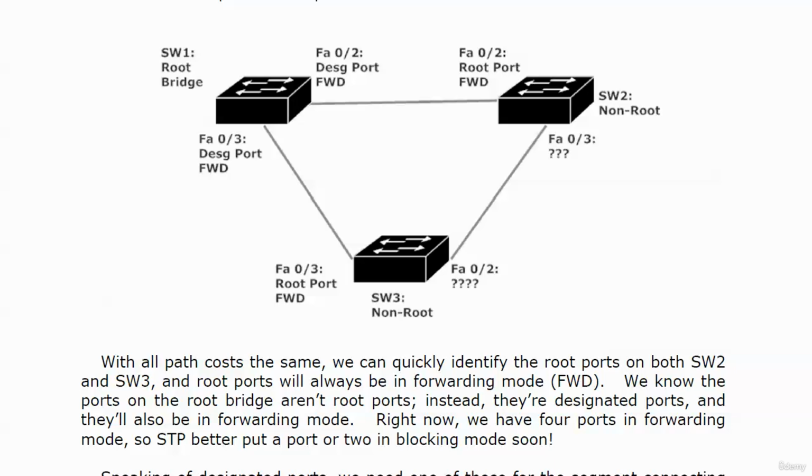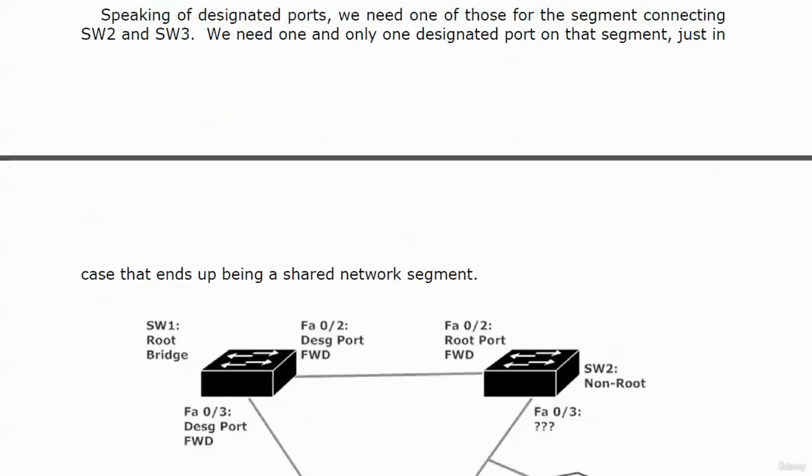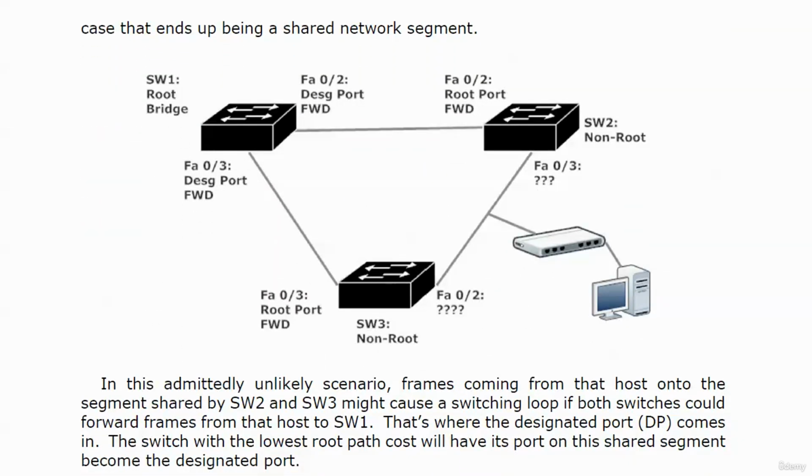Now, speaking of designated ports, we actually need one of those for the segment connecting switches 2 and 3. We only need one, and I freely admit this is an unlikely scenario, but I want to show you how this gets chosen, or why we need a designated port there. If we had users connected to a shared network segment with 2 switches on it, frames coming from that host onto the segment could cause a switching loop if they both start forwarding frames from that host to switch 1. We can end up with a real mess.